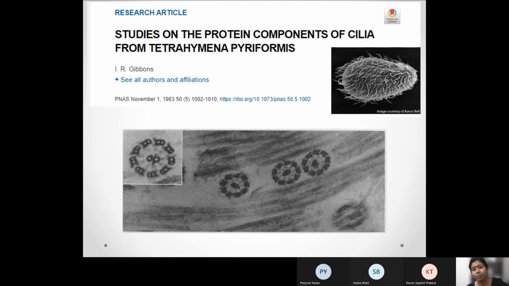So this paper was actually the first one to show the existence of dynein proteins. They were able to purify the dynein protein and show that this is a very large protein. It's about 500 kilodaltons or more. So that's huge. And they were able to show that there is also dependency on ATP, just like kinesins. These motor proteins also depend on ATP for their function.